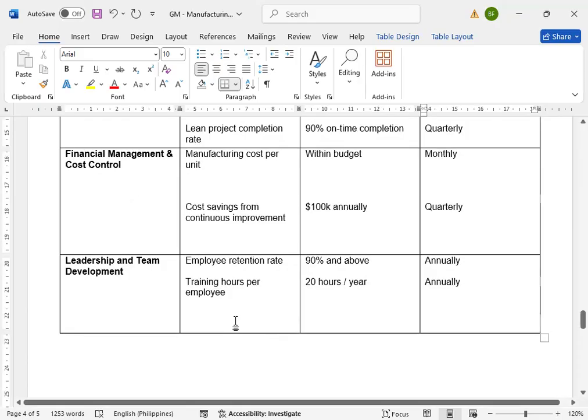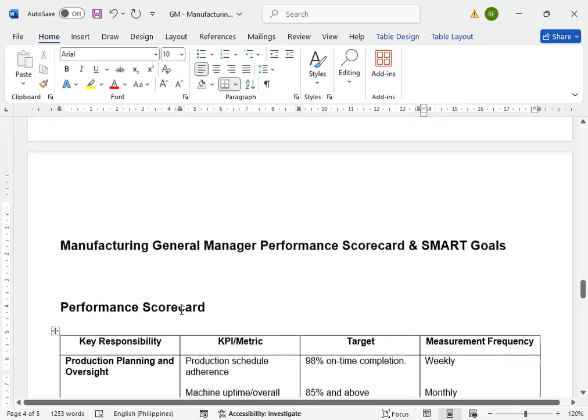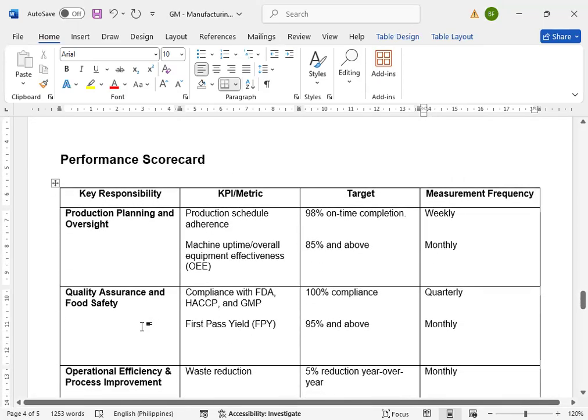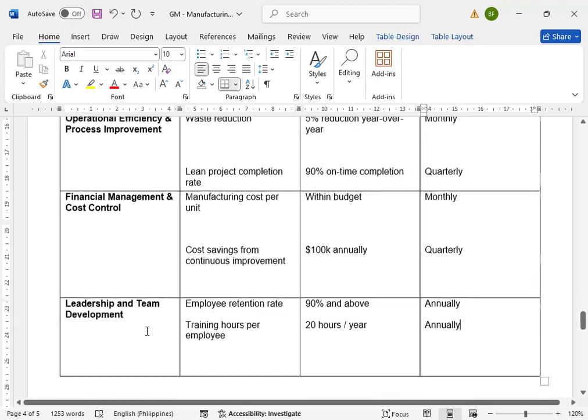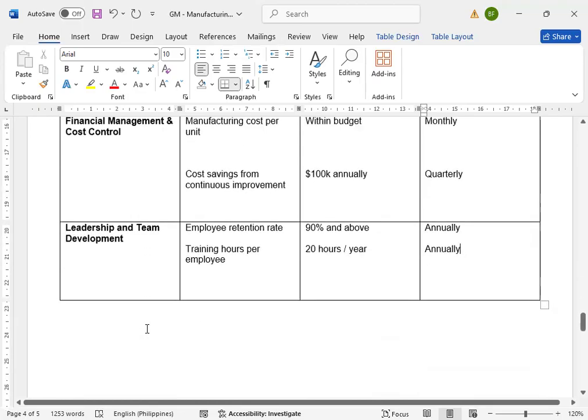The first part was the writing of the general manager manufacturing job description. And the second part was this, the performance scorecard. And then the third part of the session that we're going to have is the SMART goals.